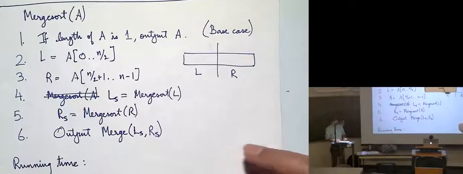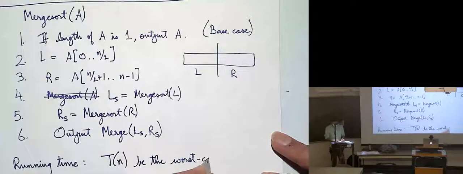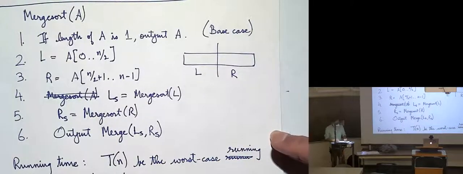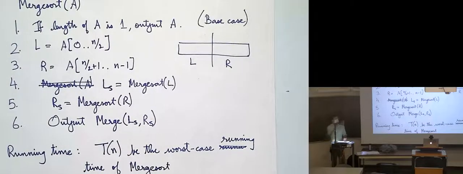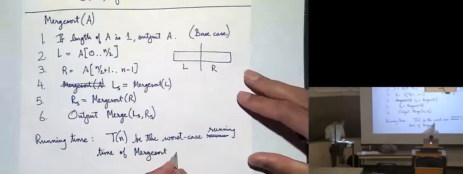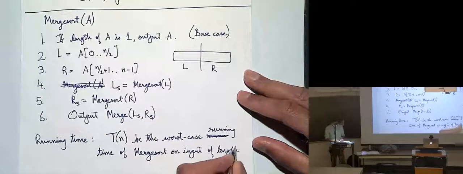what you have to say is let T of n be the worst case running time of Mergesort on input of length n.